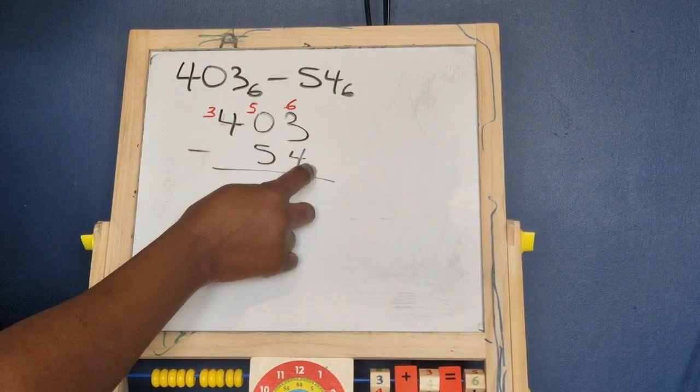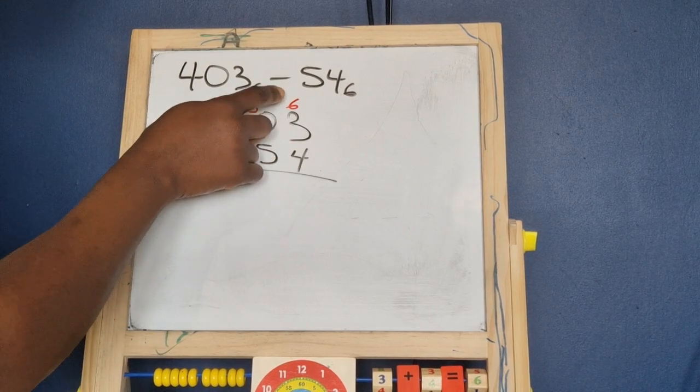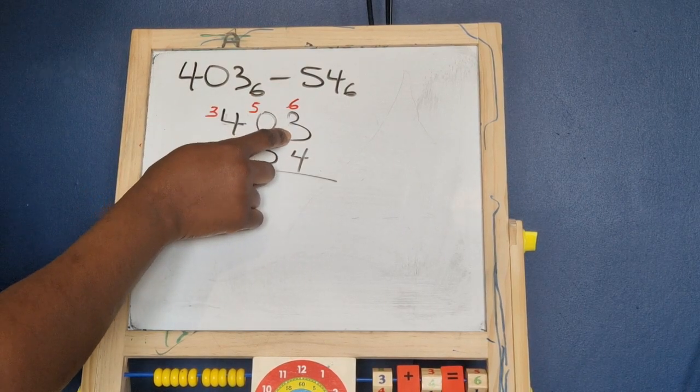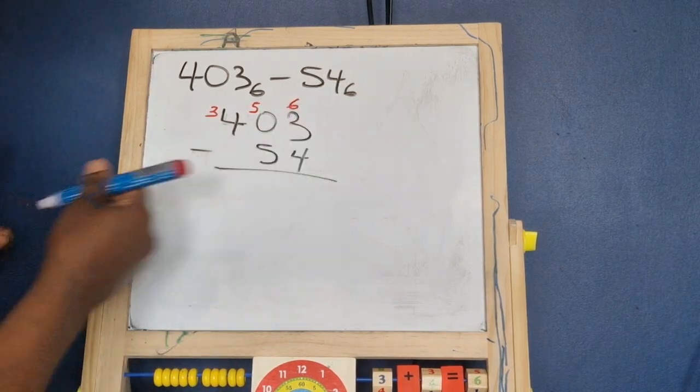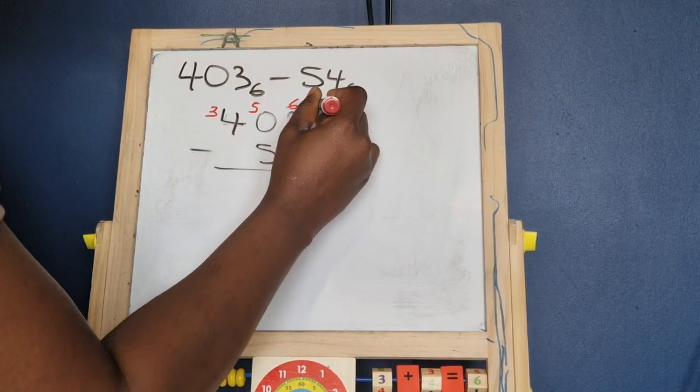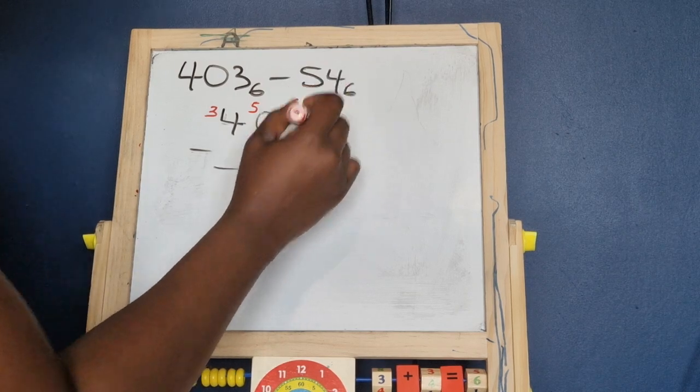Now we are not saying 6 minus 4. Don't forget that we have 3 here already. So we add the 6 to the 3. That will be 9. So it will now be 9. So we add this 6 to this 3. We add them. So that will be 9.